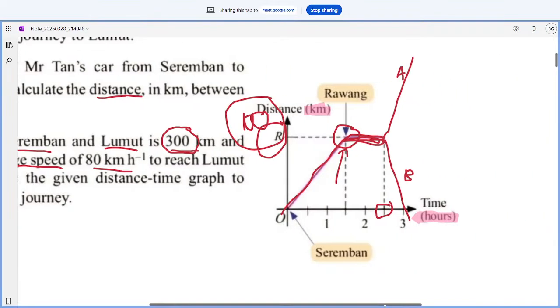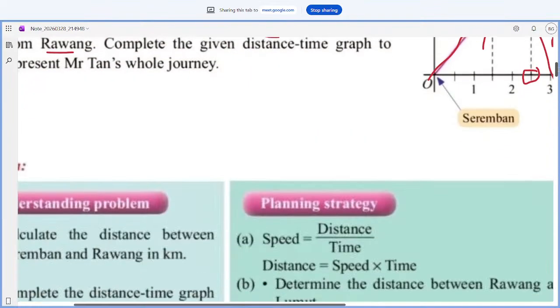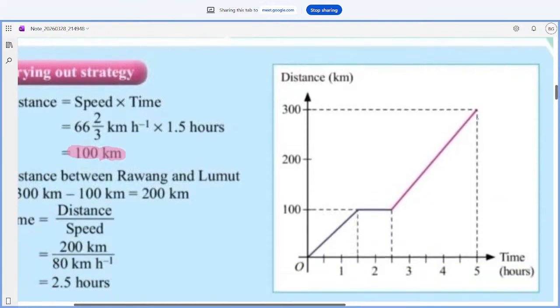So, you guys need to add on top lah. Kamu kena lukis ke atas 200 km lagi. So that you can get 300 km. Do you see the point? So that's how you need to think. Because the total must be 300 km. So you guys can see here, kena lukis macam ni lah. Until 5 hours. Yes, very good.